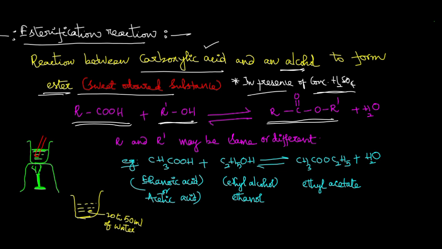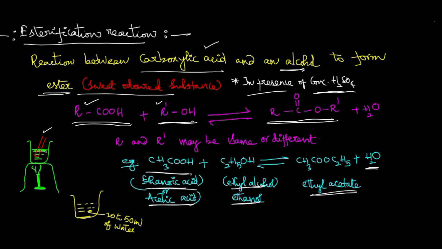This is the formula for ester. Here R and R dash may be same or different. Example for this is CH3COOH, which is called acetic acid. Acetic acid can be called ethanoic acid. This ethanoic acid, when combined with ethyl alcohol or ethanol, which is absolute alcohol, will give ethyl acetate and water. How to prepare ethyl acetate?